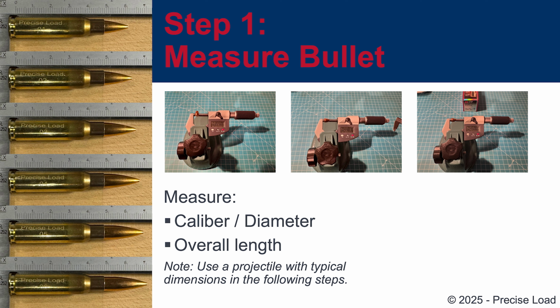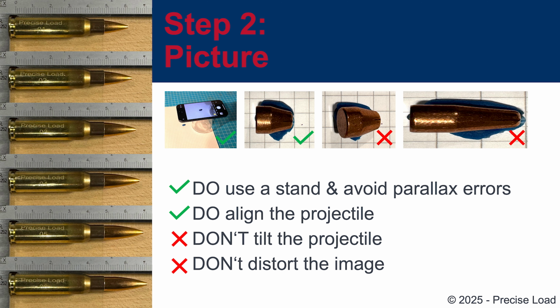Start by measuring the overall length and diameter of the bullet. It's a good idea to measure several bullets of the same type because some manufacturers have noticeable production tolerances. Then pick one that's close to the average values. Place this bullet in the center under your camera.